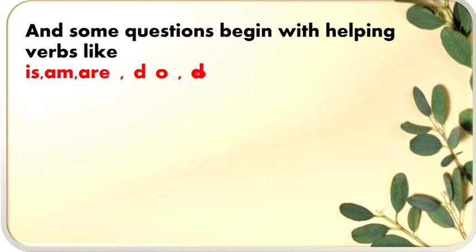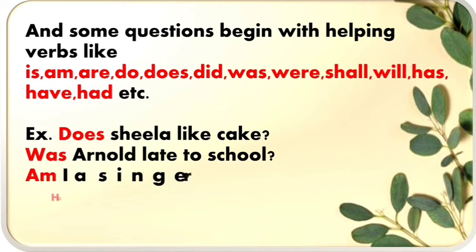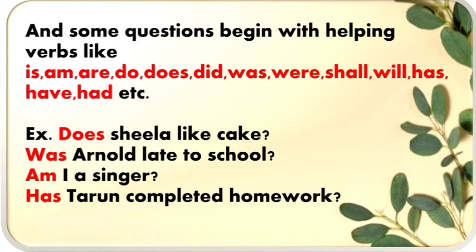And some questions begin with helping verbs, like is, am, are, do, does, did, was, were, shall, will, has, have, had, etc. These are the helping verbs. When a sentence starts with these helping verbs, you can say that this sentence is an interrogative sentence.